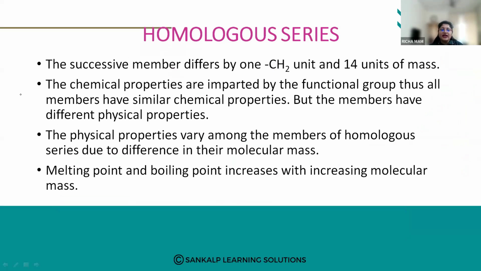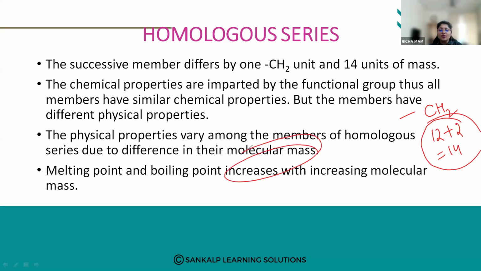The alkane family will have similar properties, and the alkene family will have similar properties. But the physical properties will be different. The chemical properties will be the same, but the physical properties will vary depending upon the members of the homologous series. That is due to the difference. What was the difference between the alkanes? CH2. CH2 means carbon is 12 plus hydrogen is 2, so it is 14. The difference arises due to the molecular mass.